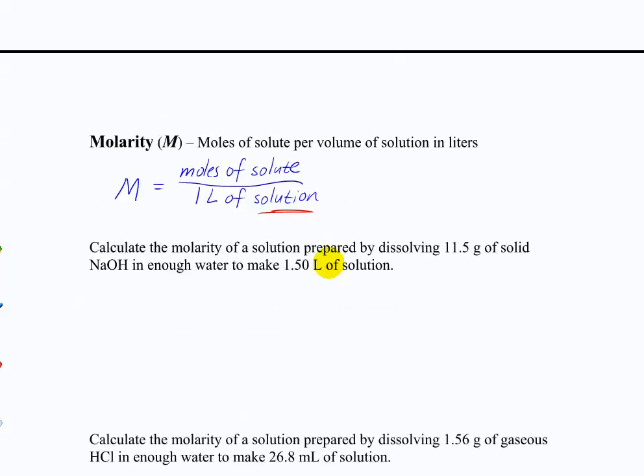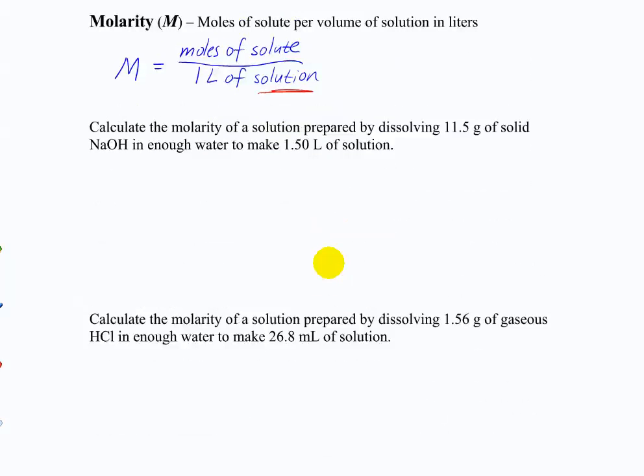Let's calculate some molarities. So how would you calculate the molarity of a solution prepared by dissolving 11.5 grams of solid sodium hydroxide in enough water to make 1.5 liters of solution? What would you do first? Yeah, you got to convert grams to moles, because we need moles of solute to find molarity. So we're going to take 11.5 grams sodium hydroxide and convert it to moles.